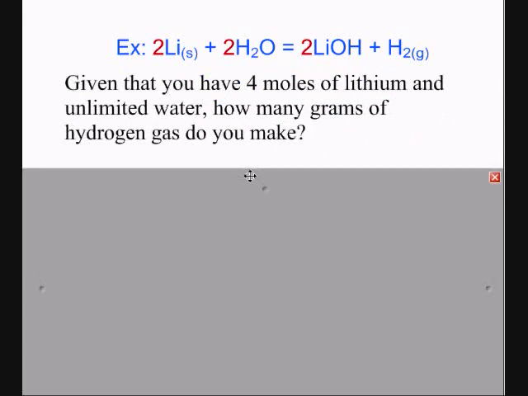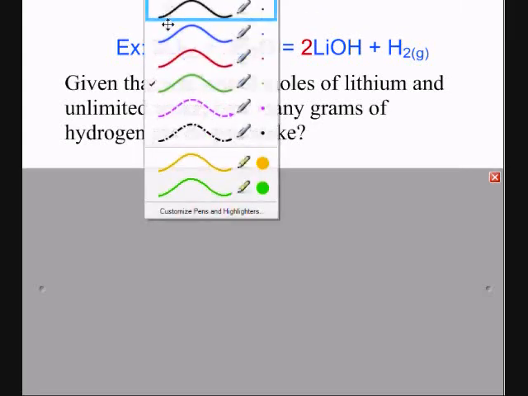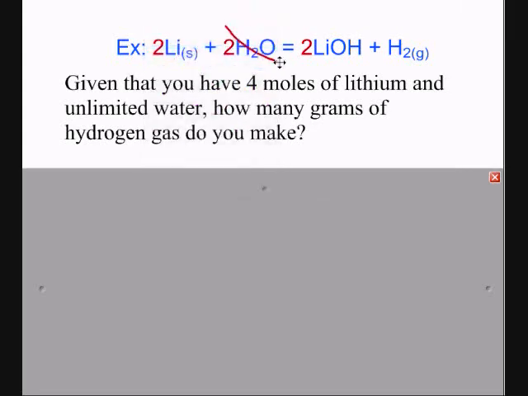Given that you have 4 moles of lithium and unlimited water, so the water's unlimited, that doesn't matter. Okay, let's cross that out. We don't care about water. The amount of product will only be determined by the amount of lithium. And we have 4 moles of lithium. How many grams of hydrogen gas, then, do I get from the lithium?